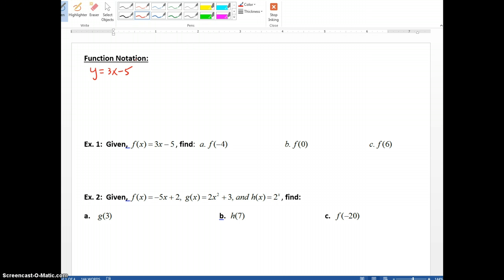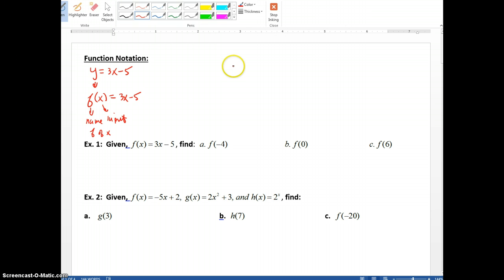Well, what mathematicians came up with is what we call function notation. Instead of using y equals, we replace y with a function name such as f, and we put in parentheses the input value of that function. So when you see f of x equals 3x minus 5, we read this as the name, which is function f, and this x is the input value. We read it f of x, meaning the name with respect to the input value x.